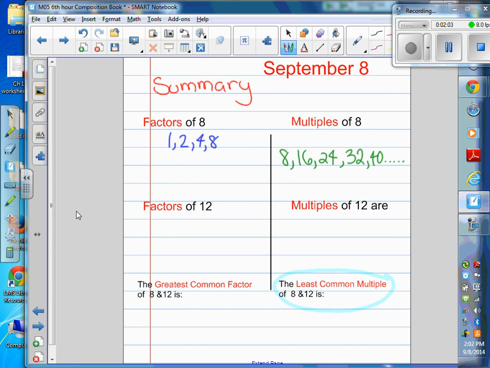Okay. Now let's just review factors of 12. So Matt, what are some factors of 12? 1, 2, good. 3, perfect. 4, yep. 6, good. 12. Yes.